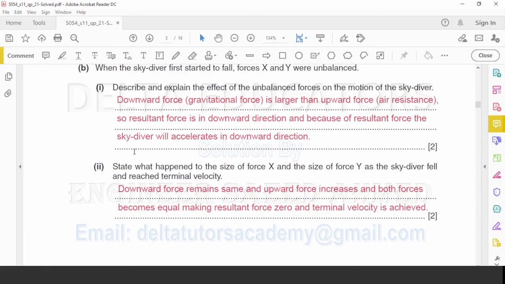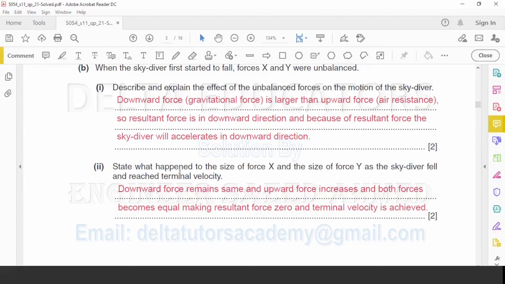Next part, state what happened to the size of force x and size of force y as the skydiver fell and reached terminal velocity. At terminal velocity, the downward force x is equal to upward force y. When this downward force and upward force are equal, they are same and in opposite direction, the resultant force will be 0. When resultant force is 0, acceleration will be 0 and the object will move with a constant speed, that is called terminal velocity.